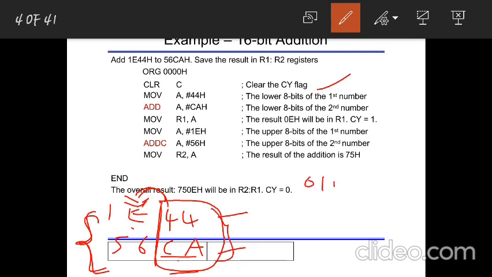0, 1, 0, 0, 0, 1, 0, 0. Okay, this is for 4 and 4. Next, I'm not trying to move this CA into some other register. I can also move it into R0 or R1, and I can write an instruction ADD A, R1 or R0. Instead of that, he has taken a direct immediate data here. So that is the CA. Okay, so let's write it here, CA.